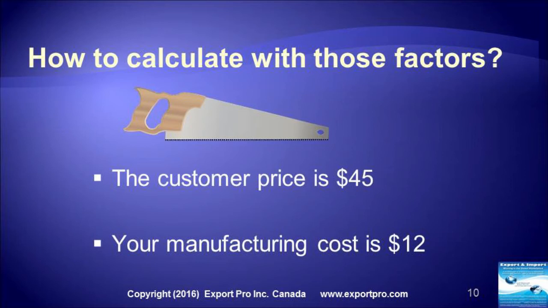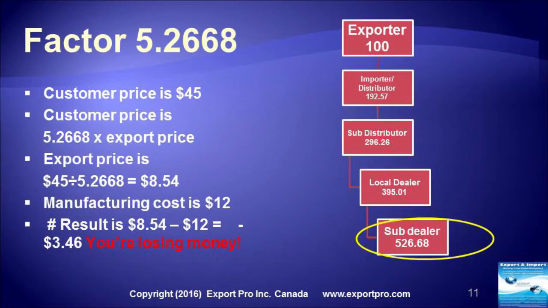You are selling a handsaw with an end user price of $45 and your manufacturing cost is $12. If you have a long distribution channel with 4 levels between you and the end user, you have a factor of 5.27 times the export price, which means you get $45 divided by 5.27, which is $8.54. Your manufacturing cost was $12, so you're losing $3.46 per saw, not a profitable solution.